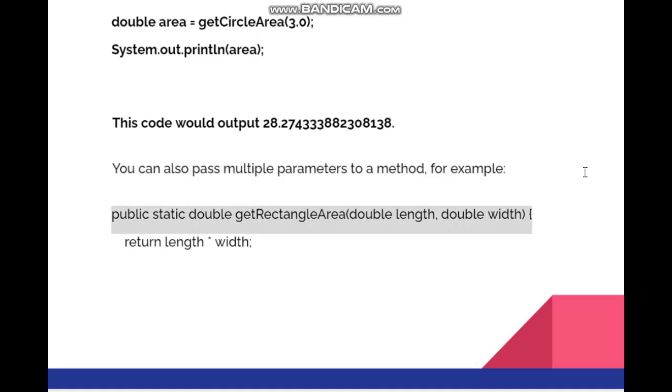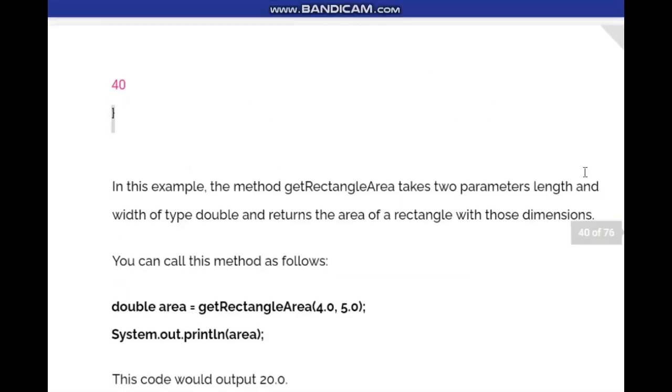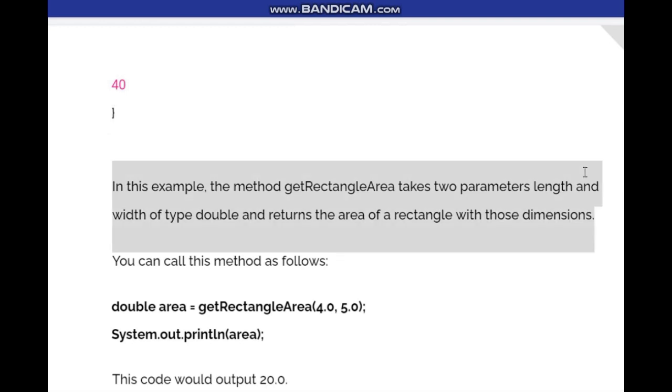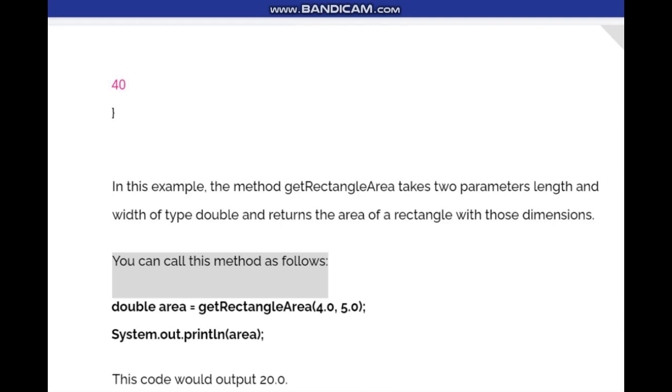You can also pass multiple parameters to a method, for example, public static double getRectangleArea(double length, double width) { return length * width; } In this example, the method getRectangleArea takes two parameters length and width of type double and returns the area of a rectangle with those dimensions. You can call this method as follows. double area = getRectangleArea(4.0, 5.0); System.out.println(area); This code would output 20.0.